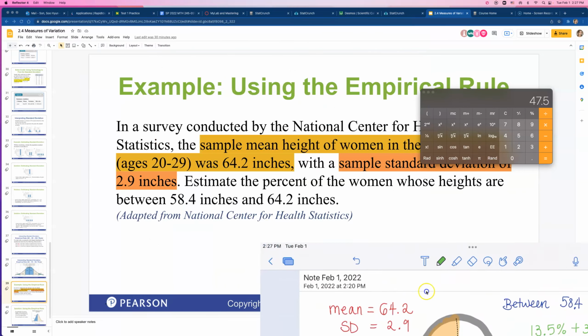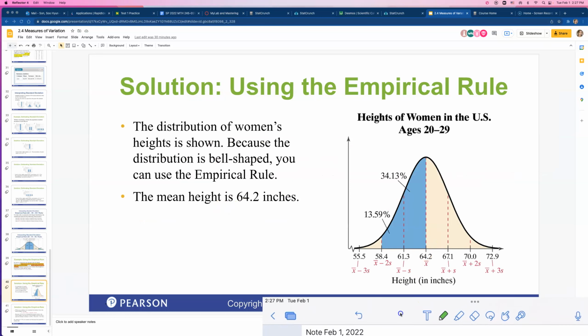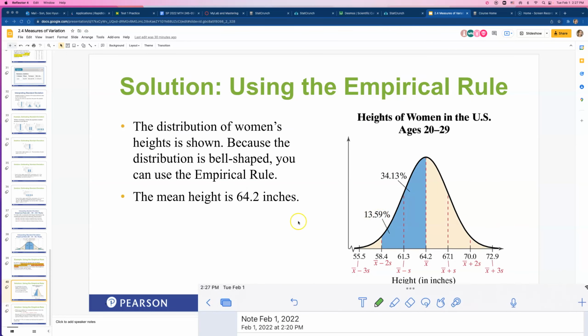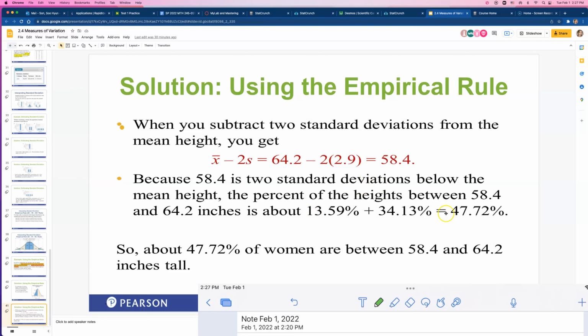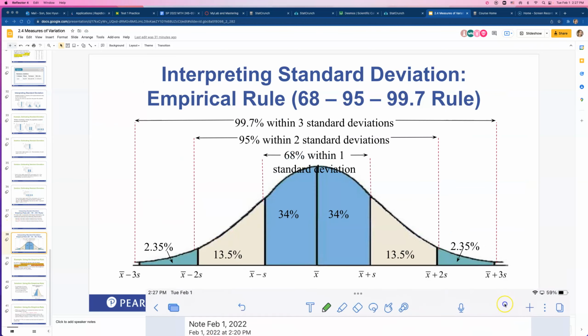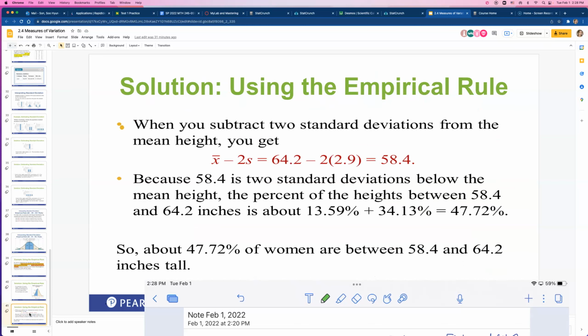So let me go and see. Did they do it right? They got this curve just like us. I think their numbers are a little more accurate. They got more decimal places, but they're similar to what I have. I have 34 and 13.5, 34 and 13.5. That's pretty good. And then what was their final answer? 47.72. My answer was 47.5. I don't know why they gave us these decimals on this slide and used slightly different numbers over here. But you know what? Our answers are very, very close.